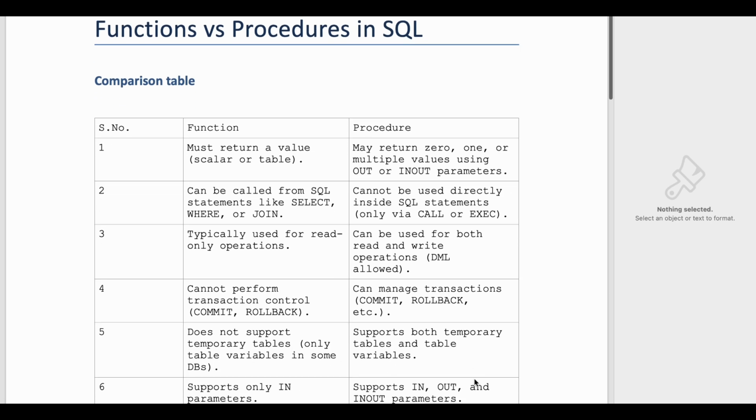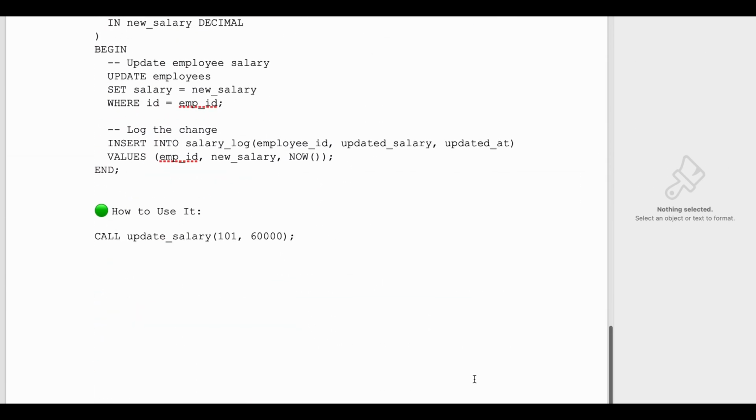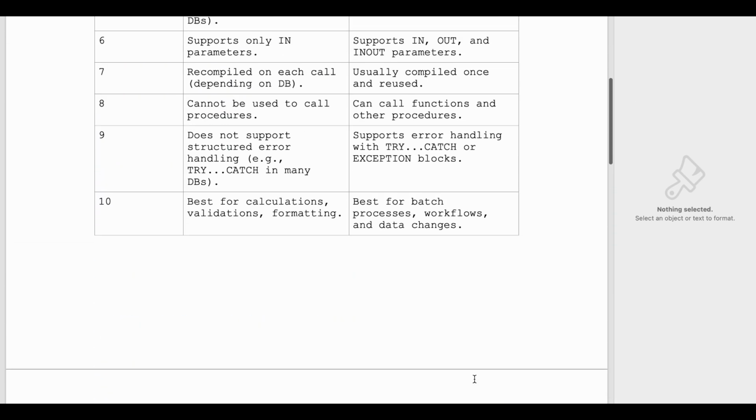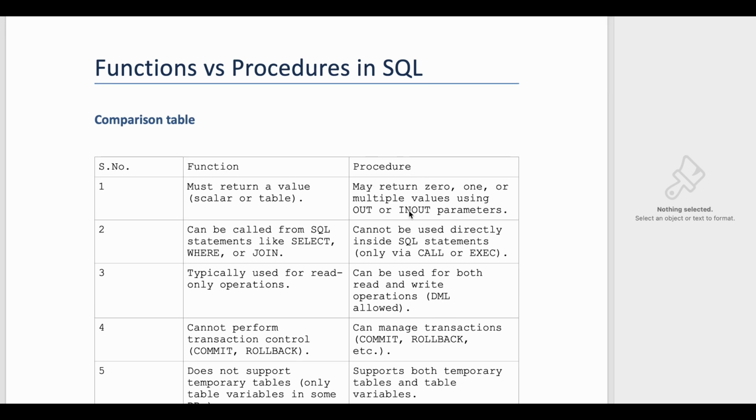So I will first be sharing these differences and then I will be sharing a few examples that will help you understand the differences better. So, a function must return a value. A function will always return a value, but a procedure may or may not return a value. And we use parameters like IN, OUT or IN OUT, which I'll explain in the example.